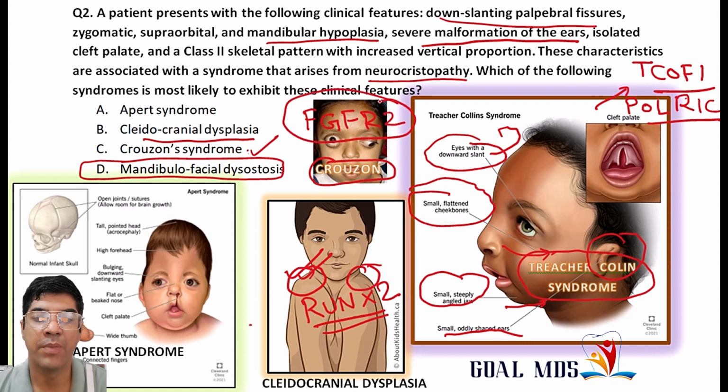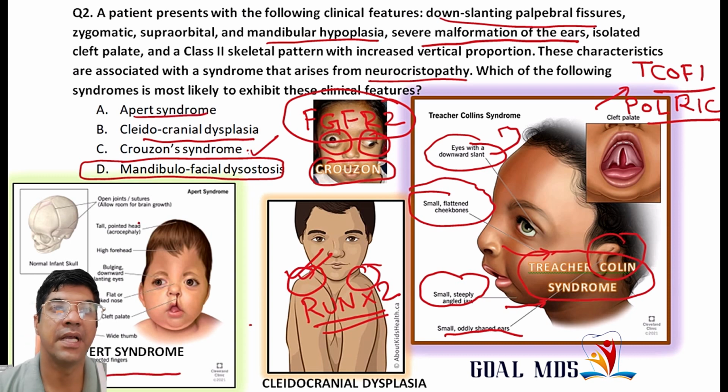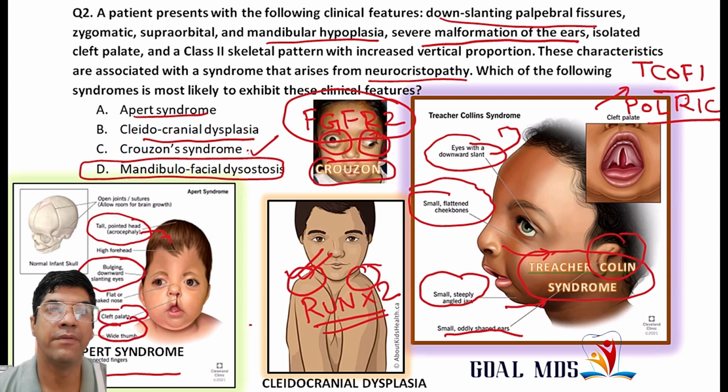There is abnormal head shape, a flat head and prominent bulging eyes. So you can see these prominent bulging eyes. The midface is underdeveloped, causing a sunken appearance in the middle part of the face. You can see acrocephaly here, a tall pointed head, that's the feature, bulging downward slanting eyes, cleft palate, wide thumb, open fontanelles.